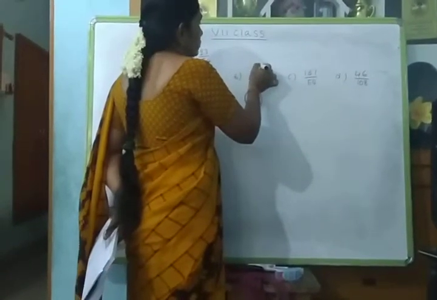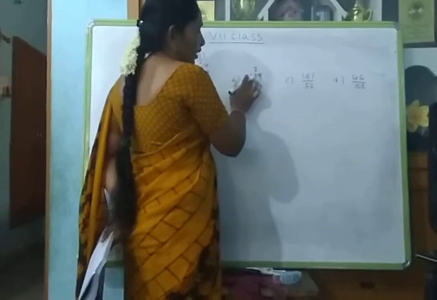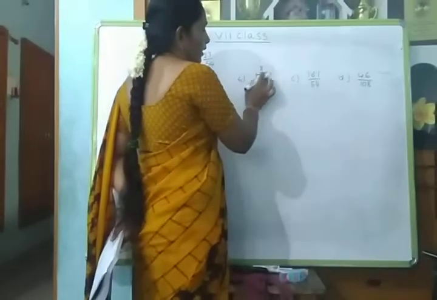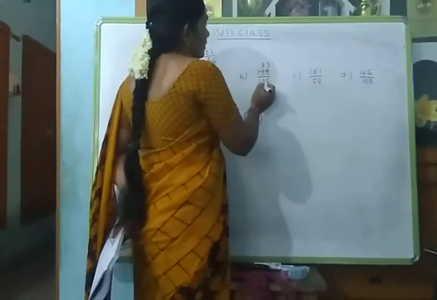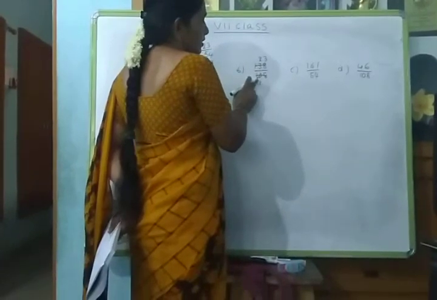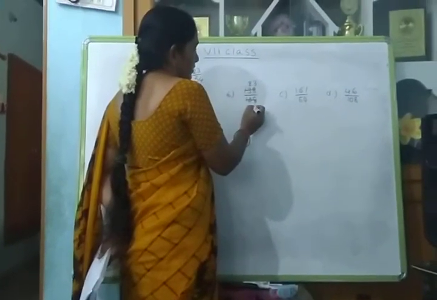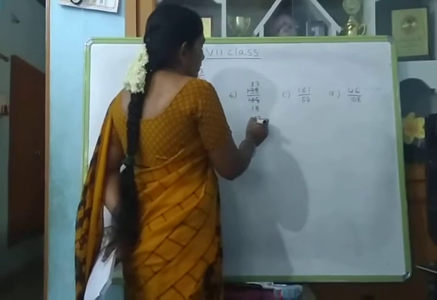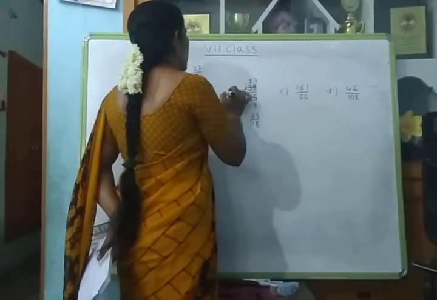Once you check the 6 table, 6 2s are how much? 12. 13 minus 12, 1, 18. 6 3s are 18. Here 6 1s are 6. 10 minus 6, 4, 48. 6 8s are 48. So here 23 by 18. It is also not equal.